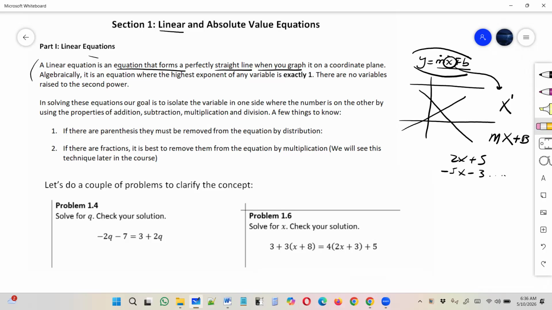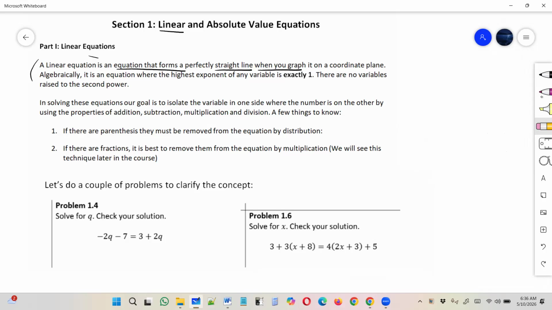Now, an equation is when we have something as you see over here, or in problem 1.6, where the variable that we're trying to solve for has an exponent of 1. So take a look at all of these x's here in 1.6 and the q's in 1.4. If you don't see an exponent, then that means the value is 1, which means that the equation is linear.